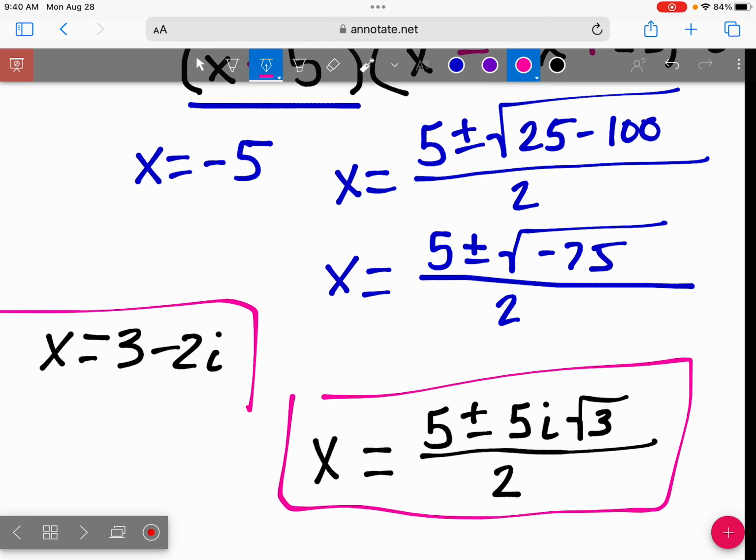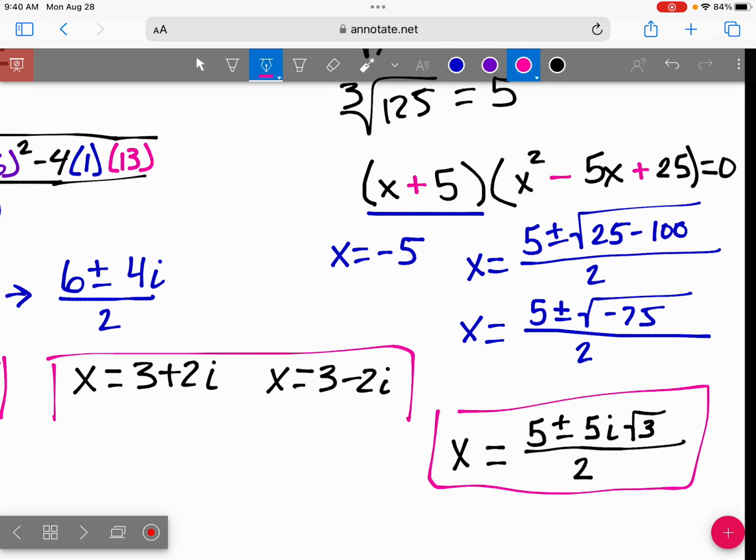It's not pretty, but it's there. Wait, why is it square root of 3? Isn't it square root of 2? 25 times 3 gives you 75. No, it's okay. Always feel free to ask and double check. Because this happened before, we split this to be negative 25 times 3. So square root of negative 25 gave us 5i. Okay? What's up?